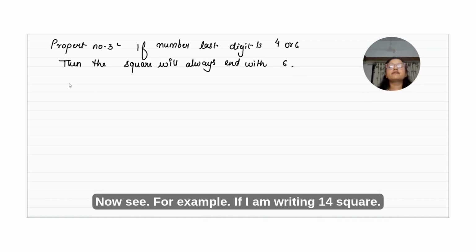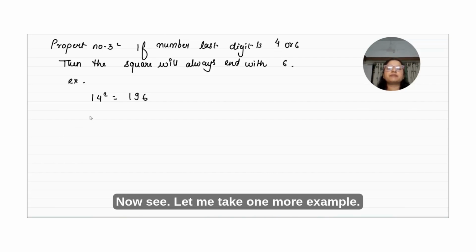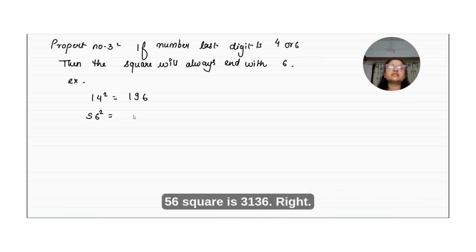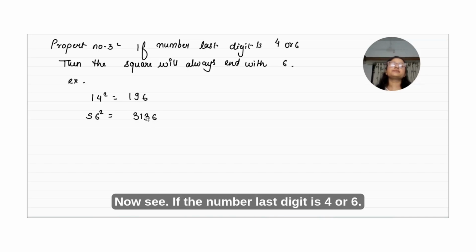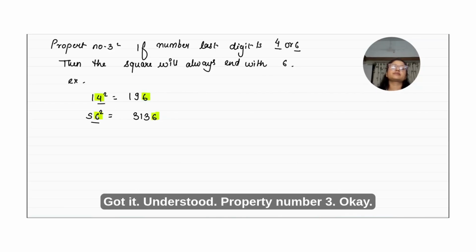Now see, for example, if I'm writing 14 square, what is 14 square? That is 196. Let me take one more example in which the ending number is 6. Like let's take 56 square. 56 square is 3136, right? Now see, if the number's last digit is 4 or 6, then the square will always end with 6. Got it? Understood property number 3?